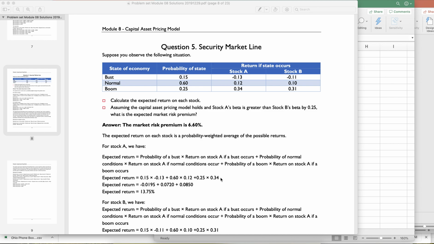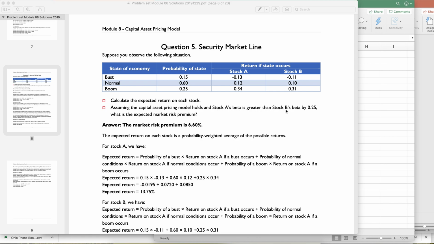This is question 5 for the security market line. You observe the following situation. You have a bust, normal, and boom. We have a different probability. We have returns for stock A and stock B. We want to know the expected return from each stock. And then we have some question about CAPM holds.